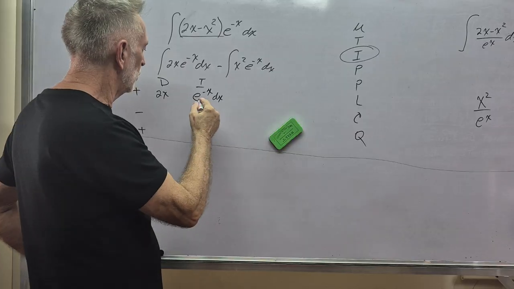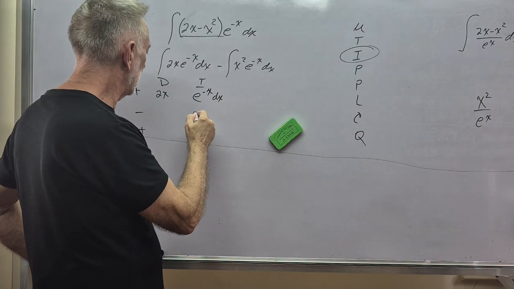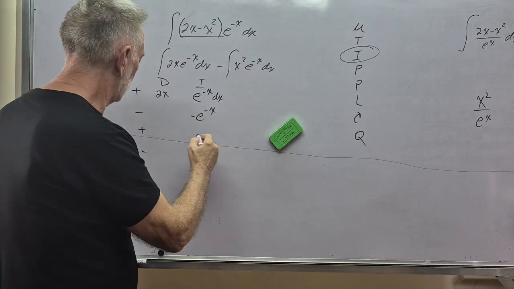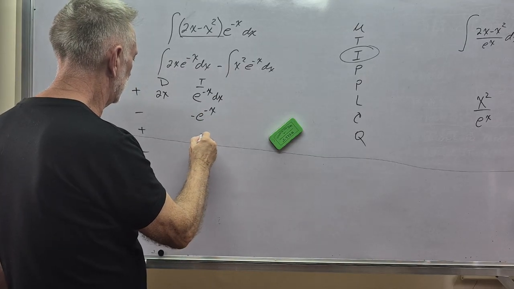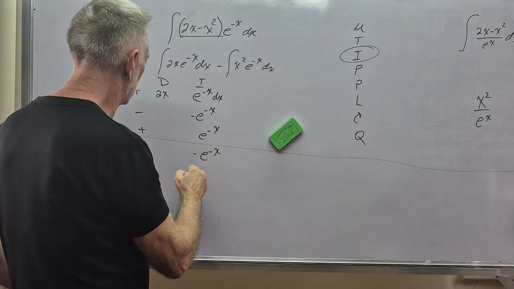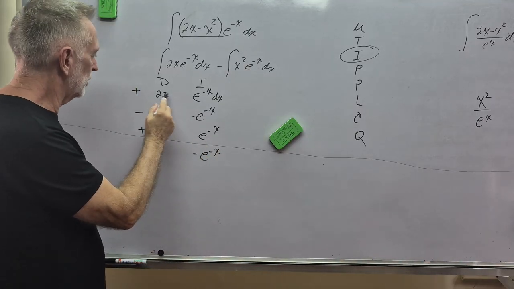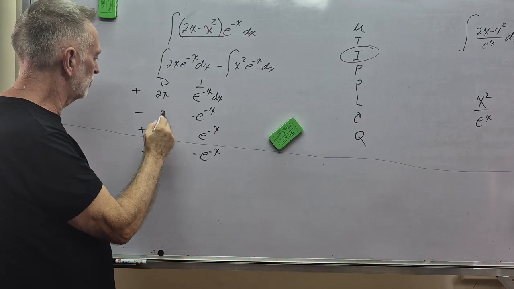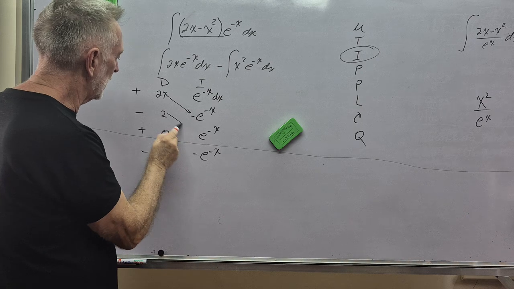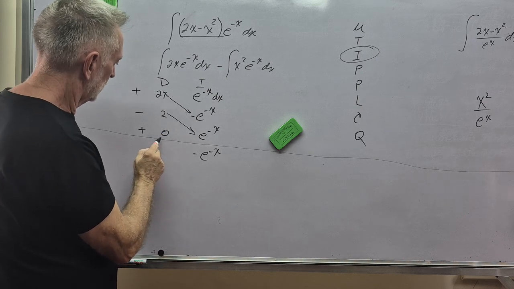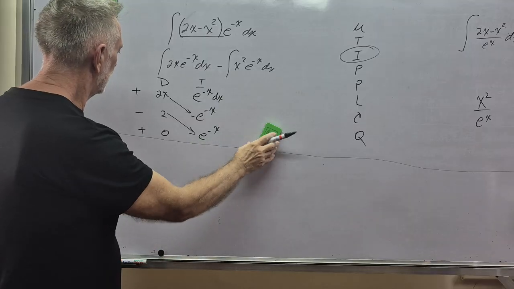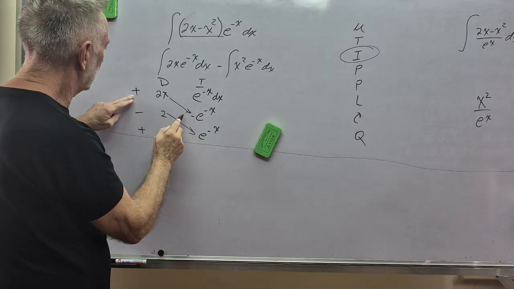Okay, so in this case, you know, the integral of e to the u du is e to the u. So in this case, I would have minus e to the minus x. If I integrate that, the negatives cancel, e to the minus x, and then minus e to the minus x. So take the derivative here. Derivative of 2x is 2. The derivative of 2 is 0. So now I look at the diagonals. Well, I don't need that last one, do I? Okay. So I'm going to multiply those diagonals.